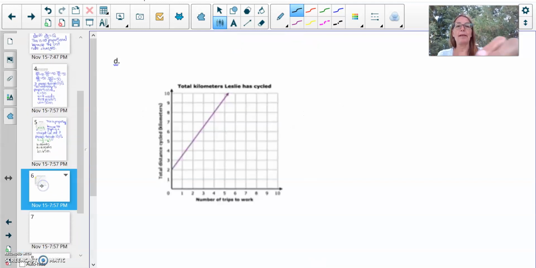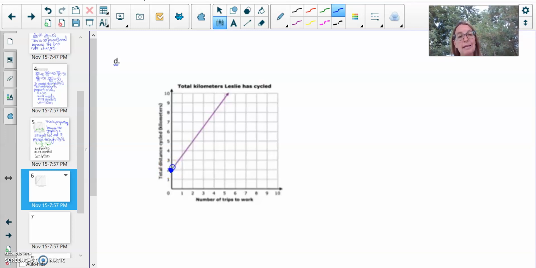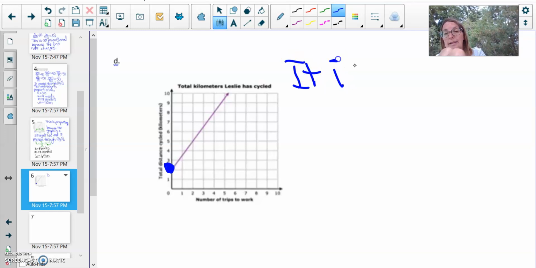Okay, looking at our next example, I'm looking at the total kilometers that Leslie has cycled. When I look at the graph, I notice that it is a straight line, so that piece is good. But the problem is it does not start at the origin. It starts at the point 0, 2. So because it does not start at the origin, this is not proportional. So it is not proportional.